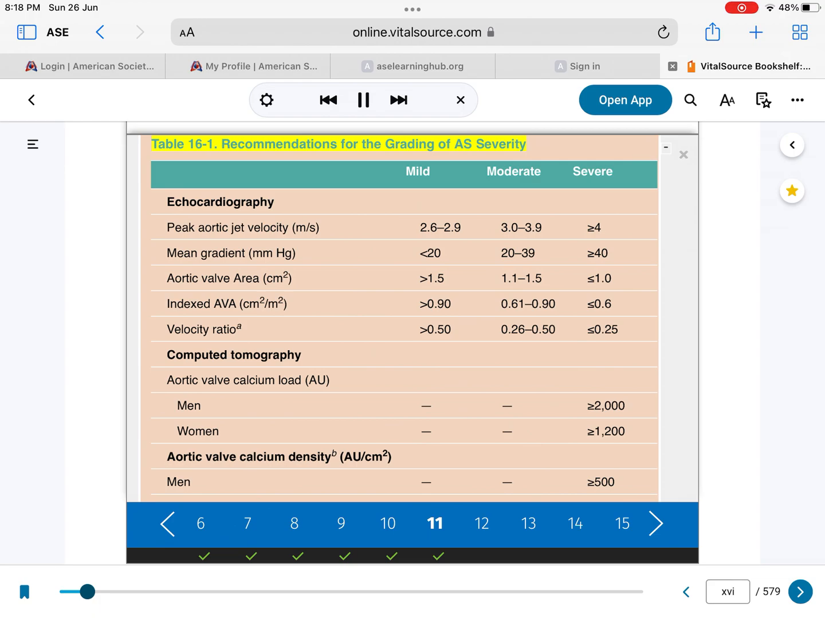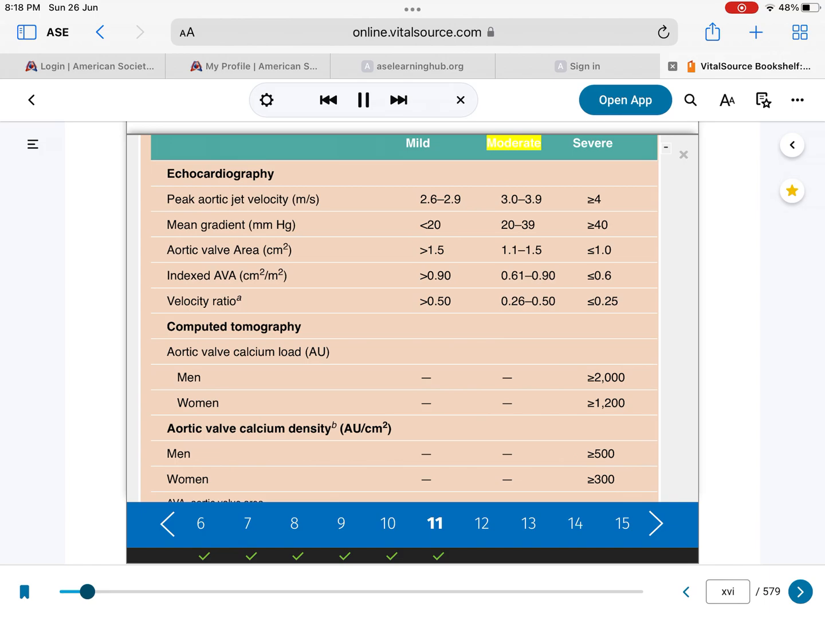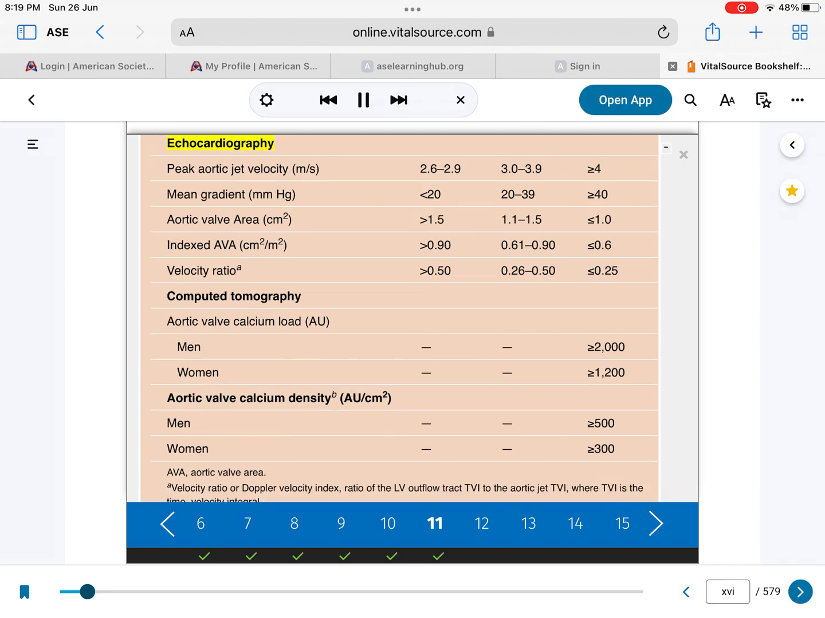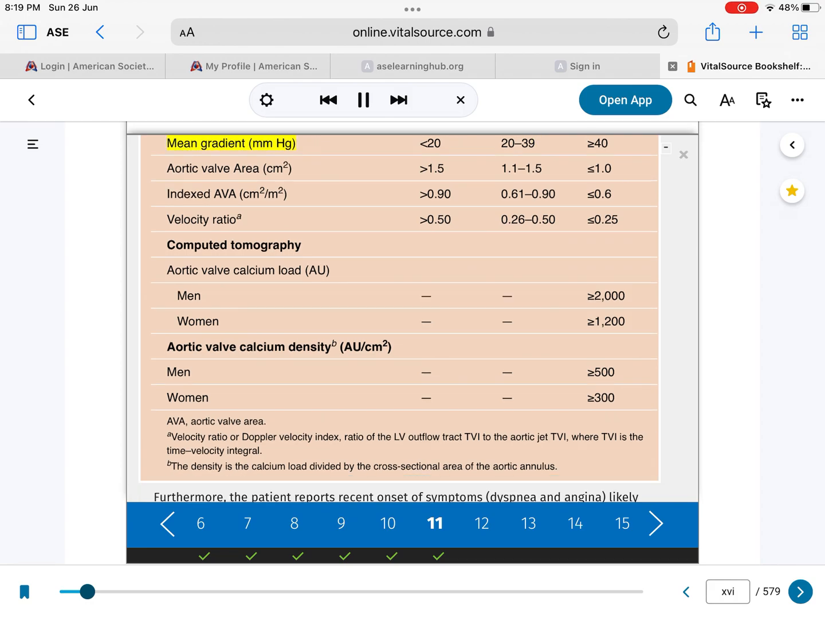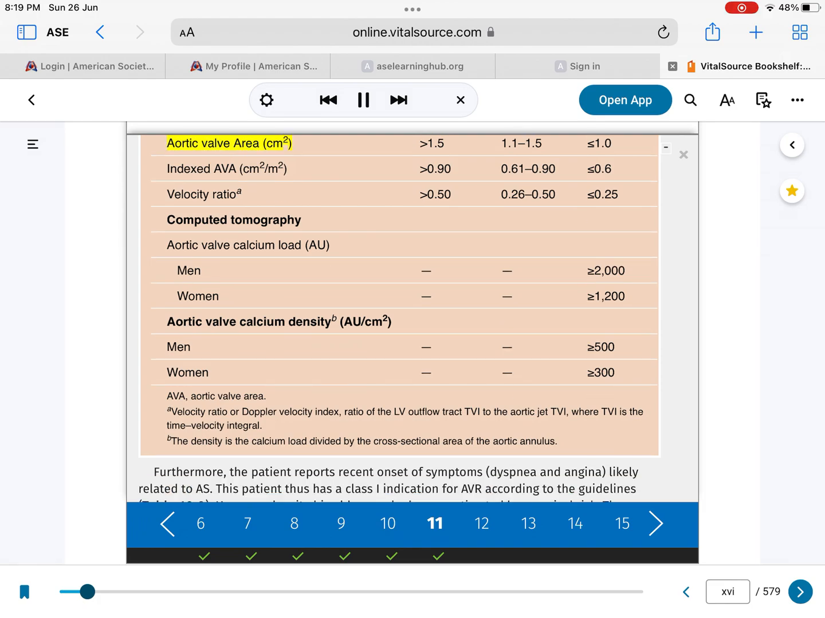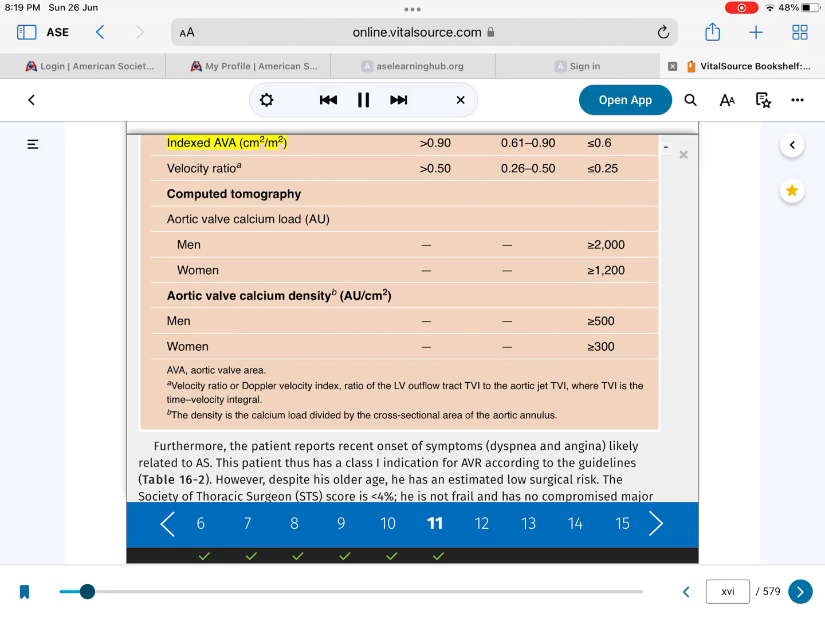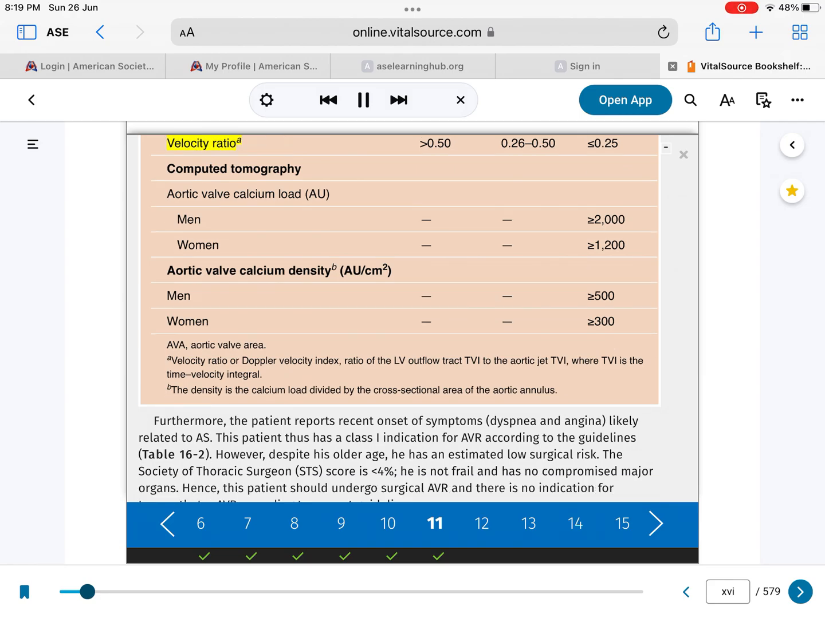Table 16.1. Recommendations for the grading of AS severity. Mild, moderate, severe. Echocardiography. Peak aortic jet velocity, m/s: 2.6 to 2.9, 3.0 to 3.9, ≥4. Mean gradient, mmHg: <20, 20-39, ≥40. Aortic valve area, cm2: >1.5, 1.1 to 1.5, ≤1.0. Indexed AVA, cm2/m2: >0.90, 0.61 to 0.90, ≤0.6. Velocity ratio: >0.50, 0.26 to 0.50, ≤0.25.